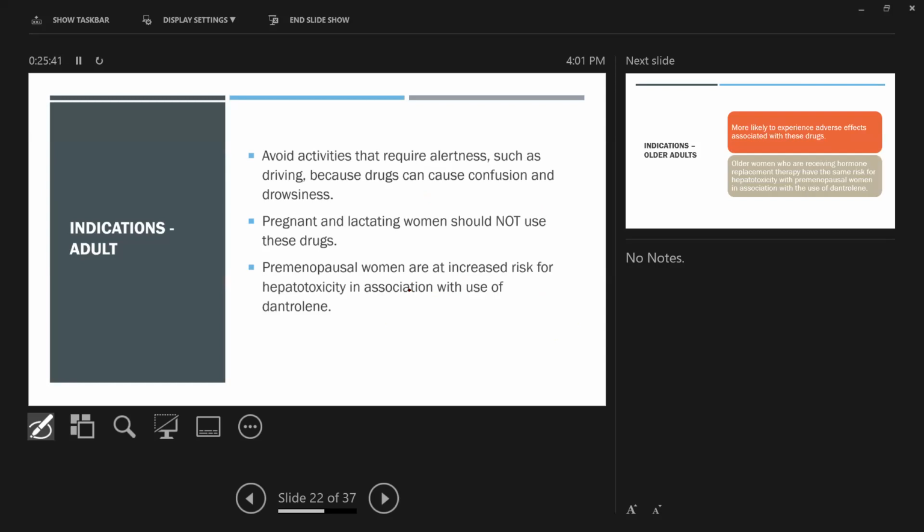This is pretty much the same as it was with the last set of drugs. The biggie is hepatotoxicity with dantrolene. If someone has a compromised liver, use either greatly reduced doses of dantrolene or don't use it at all, unless you absolutely need to.